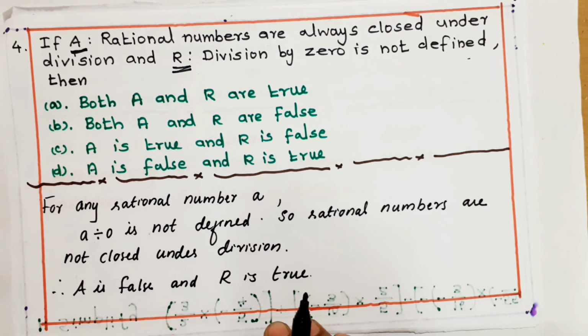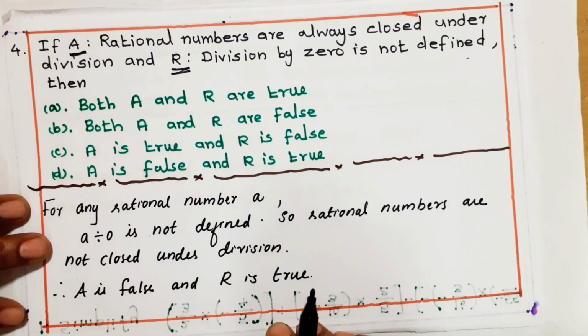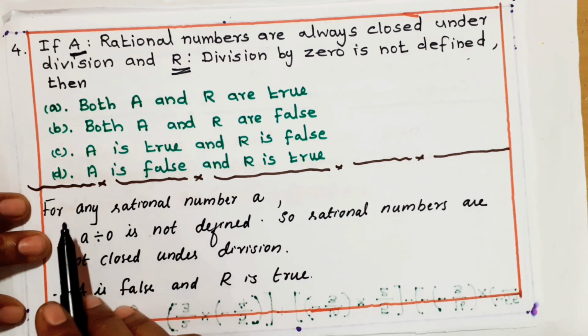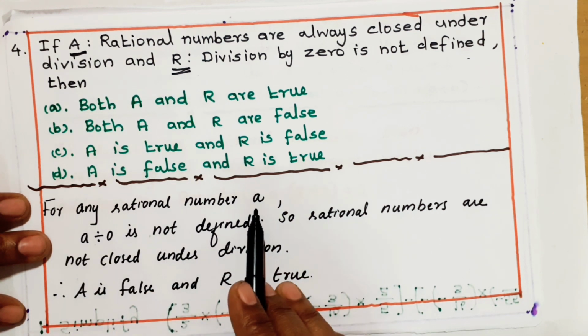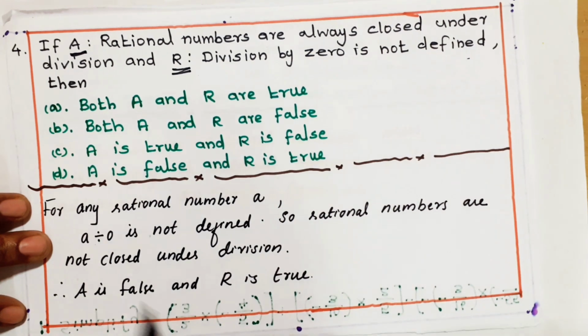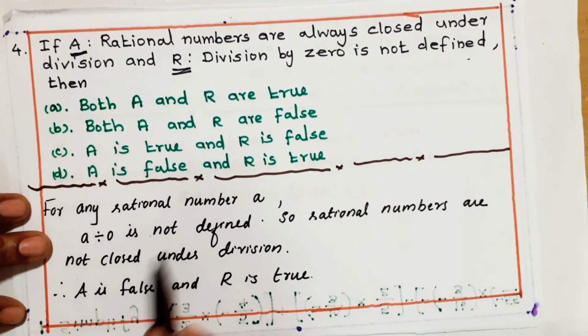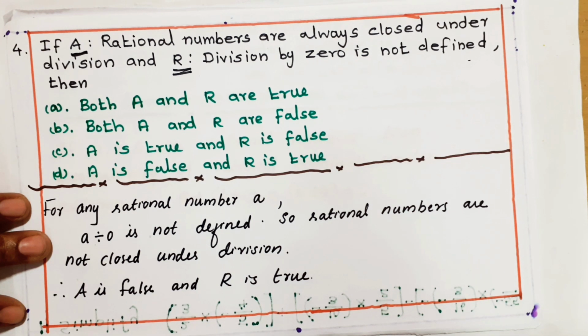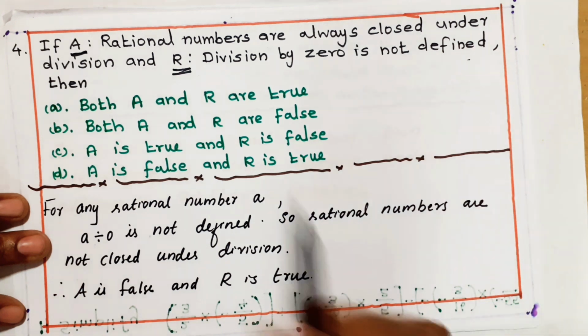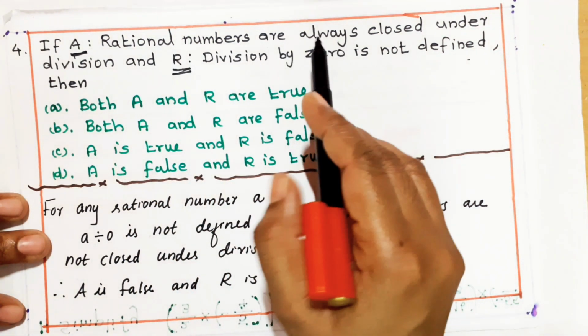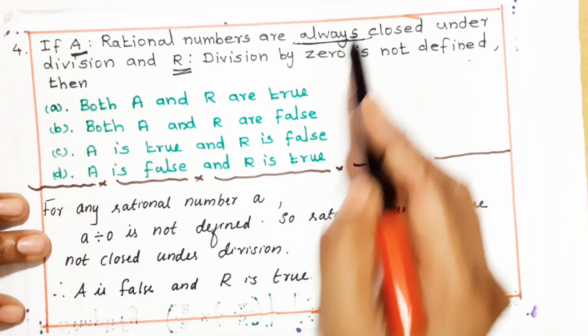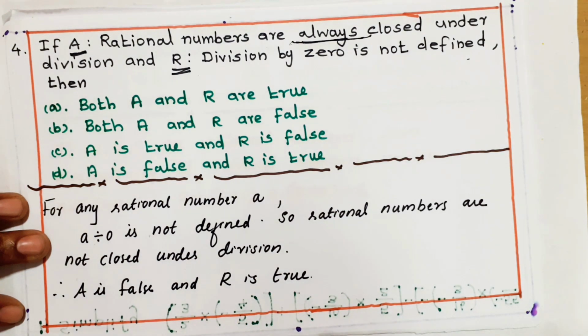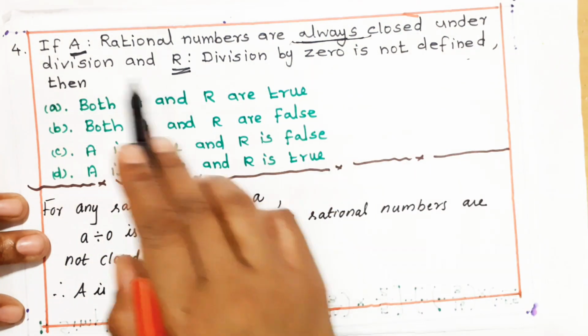So if you see, rational numbers are always closed under division means we can always divide the rational numbers. But there is a condition that for any rational number A, if you take any rational number, A divided by 0 is not defined. We cannot divide a number with 0. So what they told, that rational numbers are always closed under division, is wrong. So the first statement is not correct.